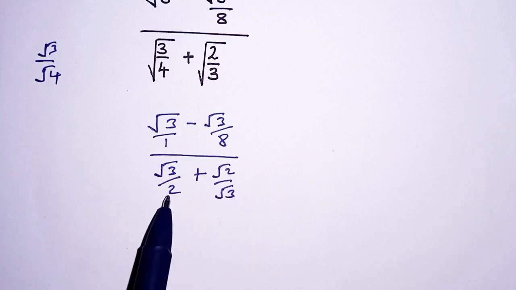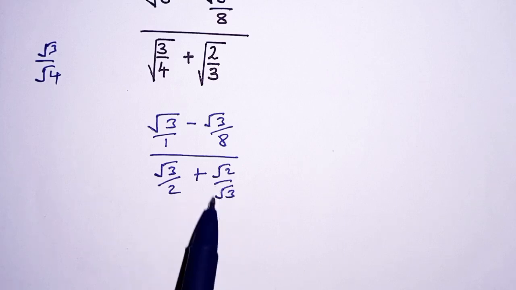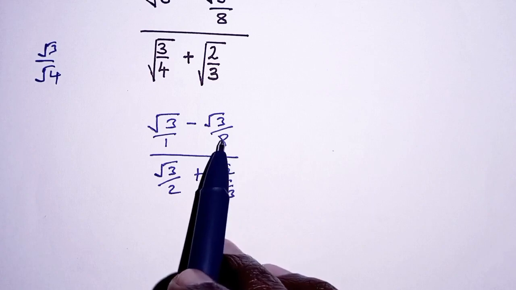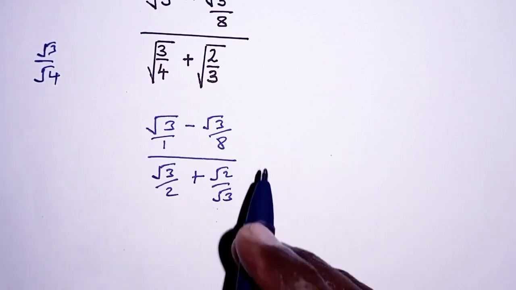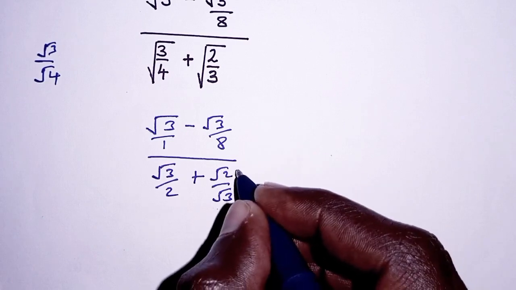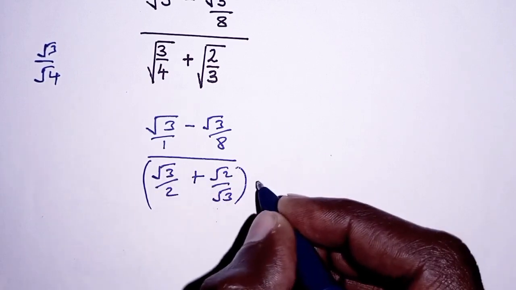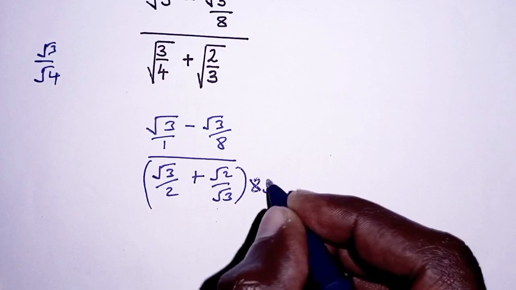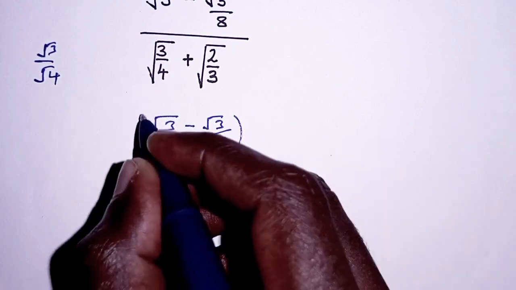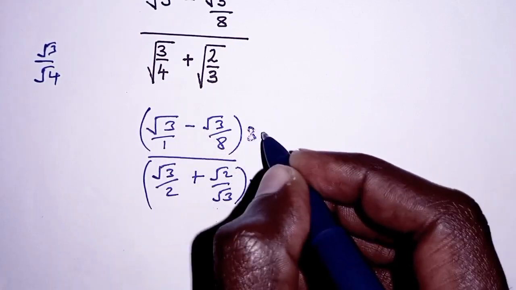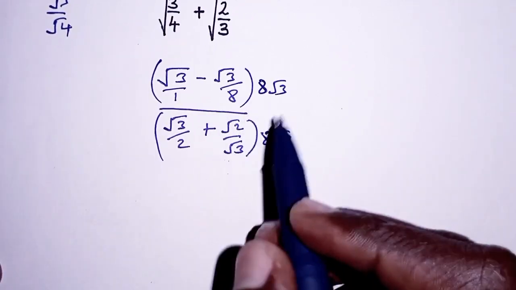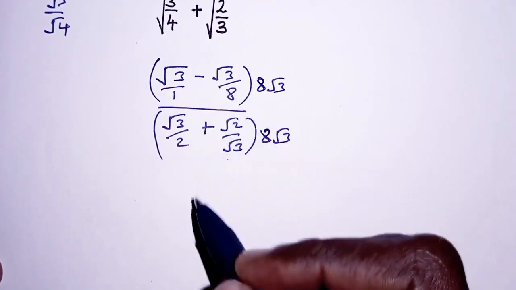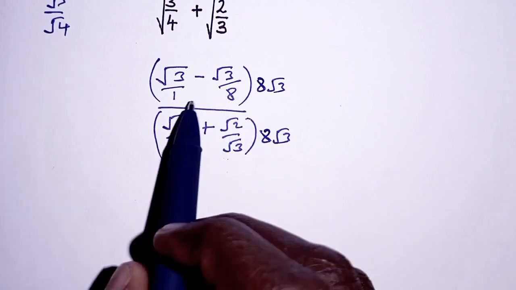So we are going to find the LCM of 2, root 3, and 8, of which we are going to have it as 8 root 3. So we are going to multiply the denominator by 8 root 3 and also multiply the numerator by 8 root 3. Remember, we're just doing this to reduce it to a form that will be easier for us to work with.